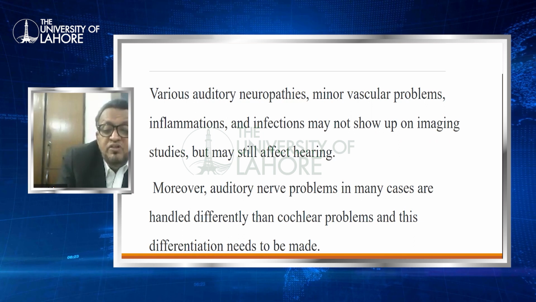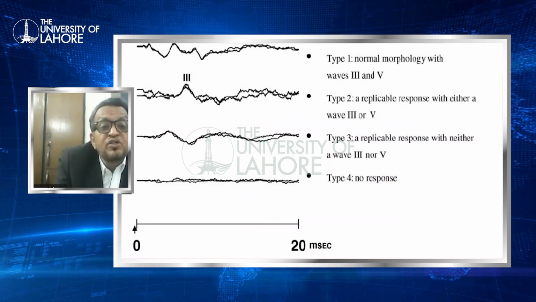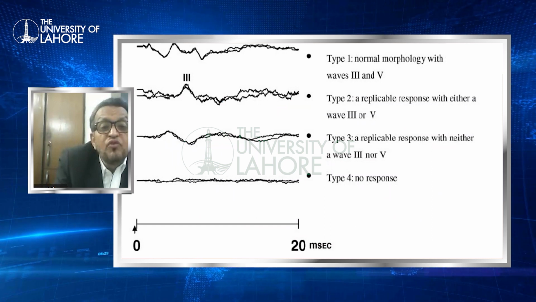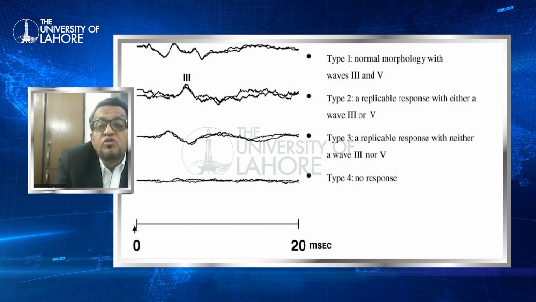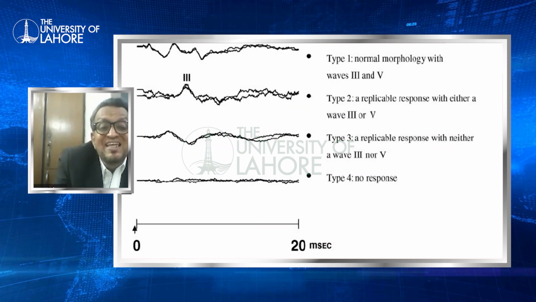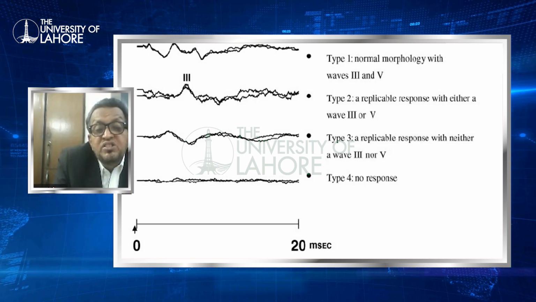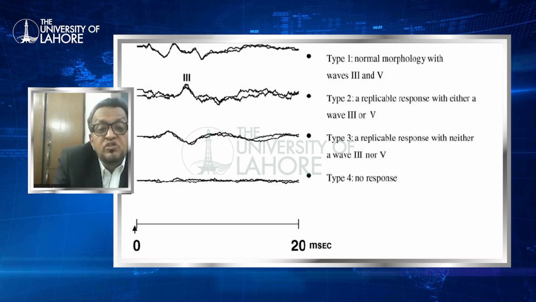So these have to be differentiated, and normal morphology, as you can see in this image, this is normal morphology. Type 2 replicates with either wave 3 or wave 5. Type 3 replicable with neither wave 3 nor wave 5. And number 4, as you can see, there is no response.